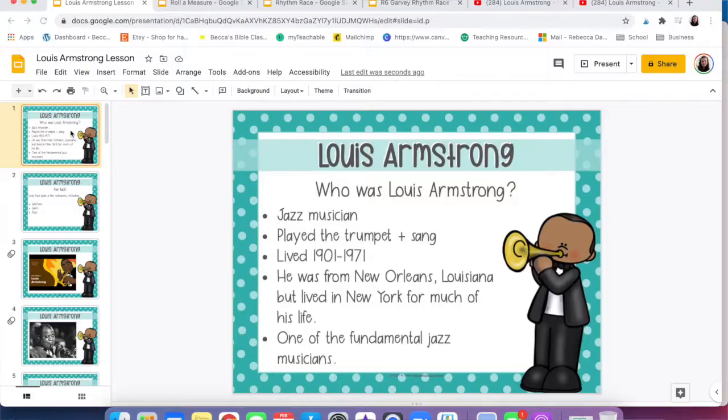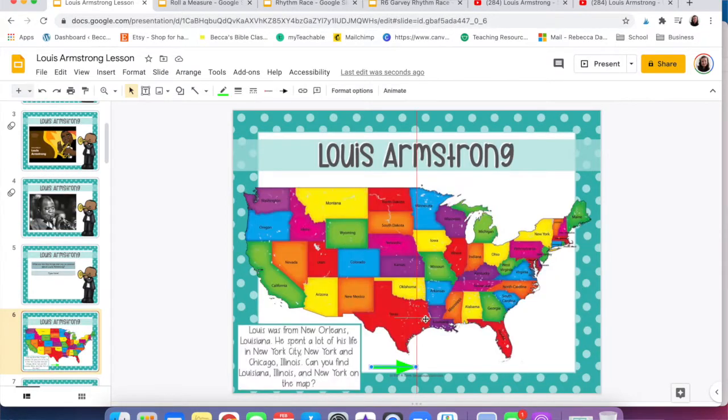Now, as far as learning about Louis, you can just tell the students about him. I used a Google Slides lesson that I created about Louis Armstrong, so I will leave that down below. It is definitely geared towards older students, but I have also used some books about Louis Armstrong. The one that we liked a lot in 1st and 2nd grade was called Just a Lucky So-and-So, the story of Louis Armstrong, and that is by Lisa Klein Ransom. So I will leave that link down below, and also the little activity that we did on Google Slides with my upper grades.